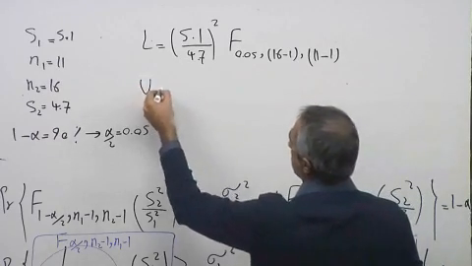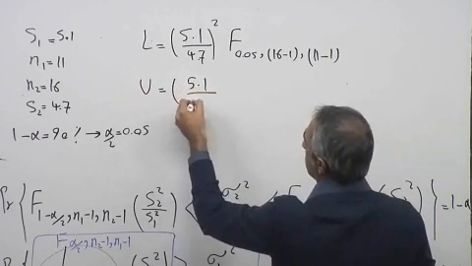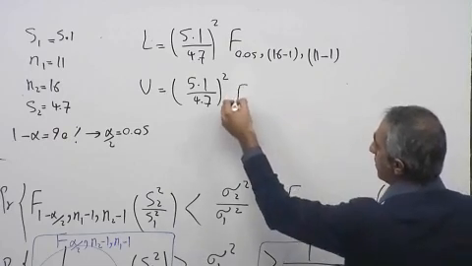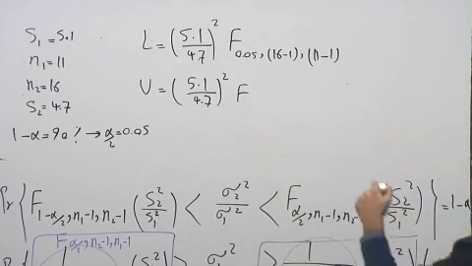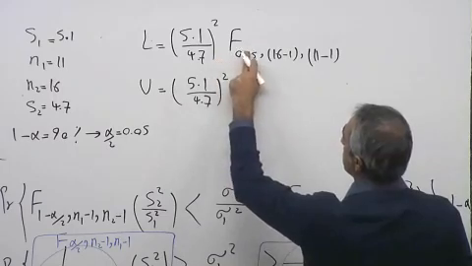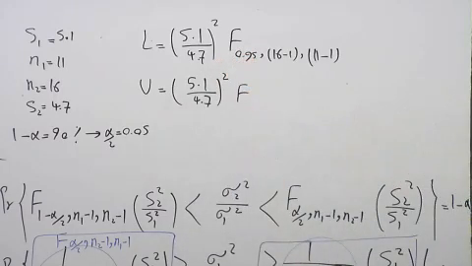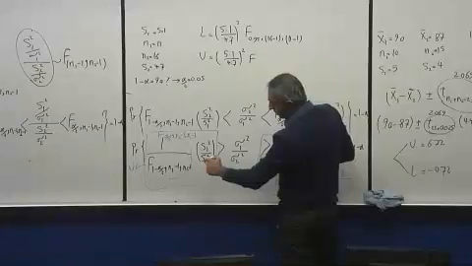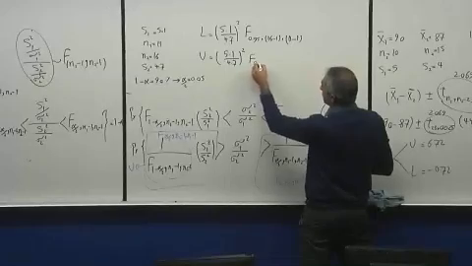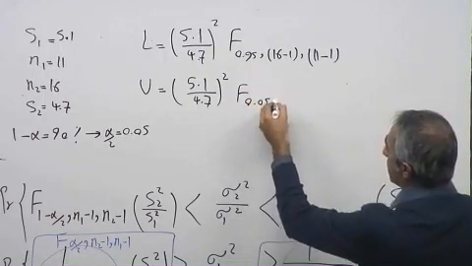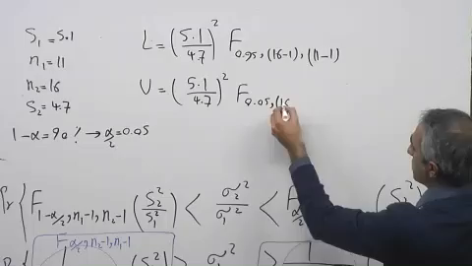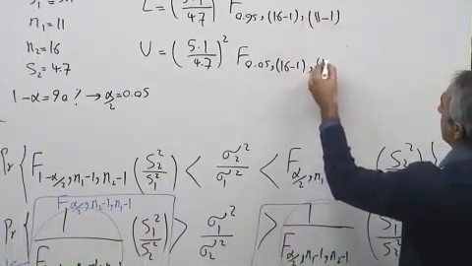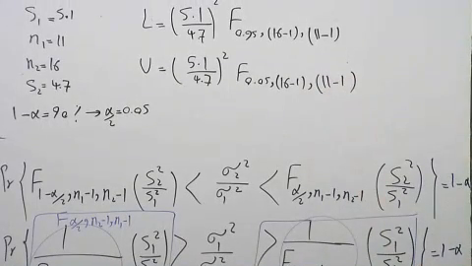And for the upper bound, it's the same thing. We replace this guy with, oh, actually, this is 1 minus alpha over 2, which is 0.95. This guy is alpha over 2, which is 0.05. Degrees of freedom, again, 16 minus 1 and 11 minus 1. That's L and U.